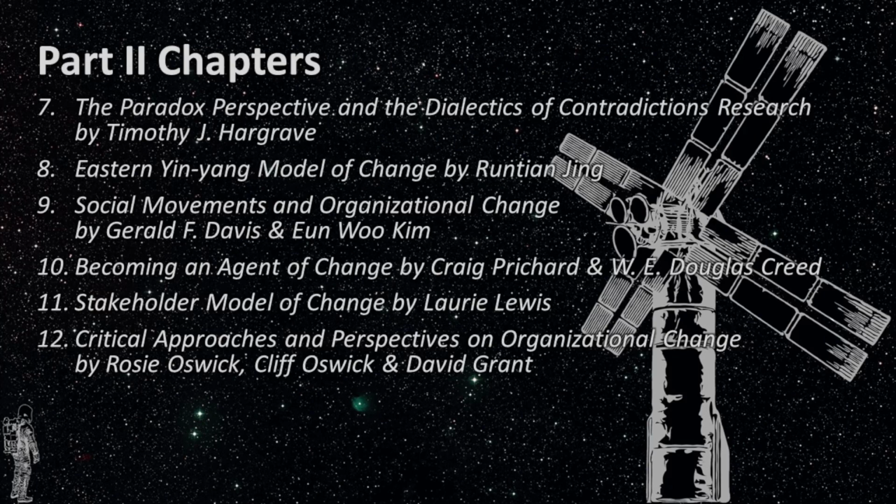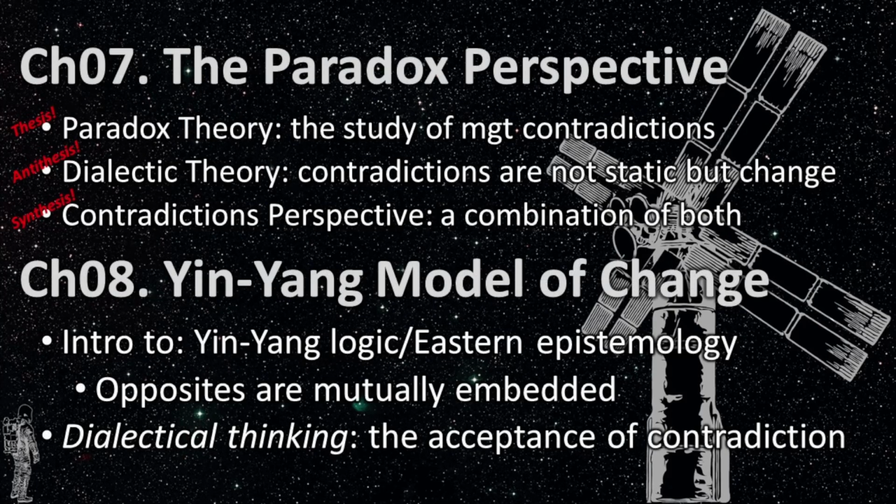So I'm going to jump right into it. All right, now, let's go. In chapter 7, paradox theory, the study of management contradictions, and dialectical theory, asserting that contradictions are dynamic and ever-changing, combine together in what is proposed as the contradictions perspective. Interestingly enough, the contradictions perspective seems similar to the subject of chapter 8, the Yin-Yang model of change. This logic model, typical of Eastern thought, states that contradictions don't really exist and are embedded within each other.